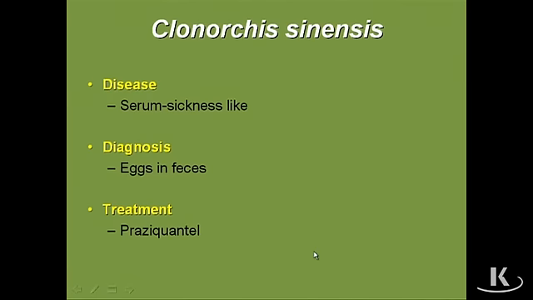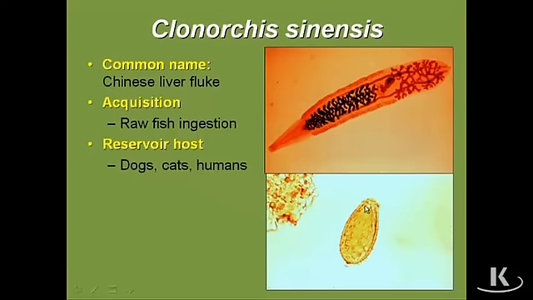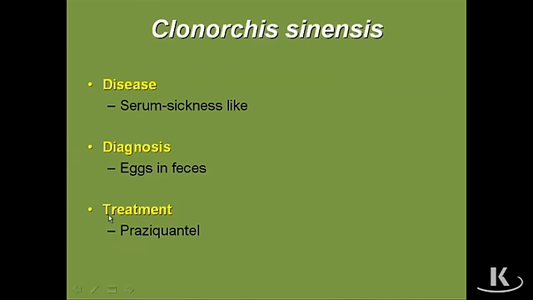Okay, the disease is a serum sickness-like disease. Do you remember what serum sickness is like? Serum sickness, you get kind of a vasculitis, a rash, a fever, and you're going to diagnose it by eggs in the feces. So let me go back. Look at the egg again. The egg is described as an egg with an operculum, which I'm circling at the top, which basically means it has a lid. So you have an operculated egg that's unique to Clonorchis, and that's going to be diagnostic. And again, we're going to target this with praziquantel. We're going to treat it with praziquantel as we did the other schistosomes.